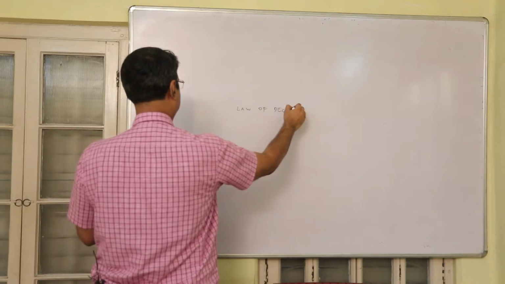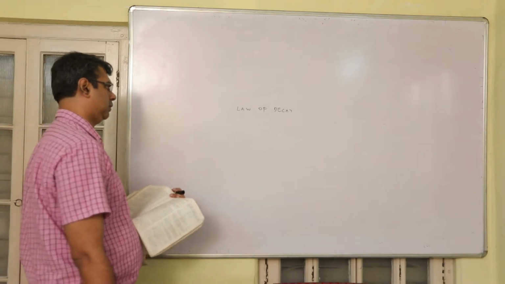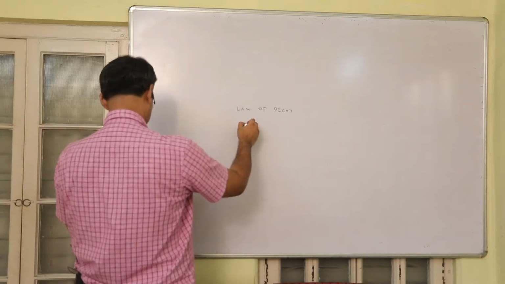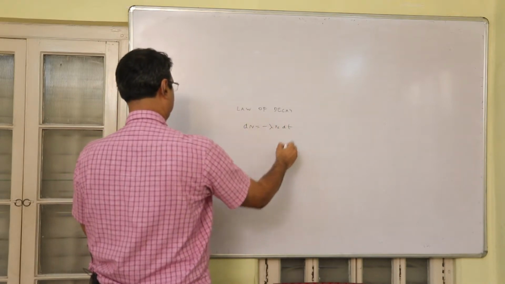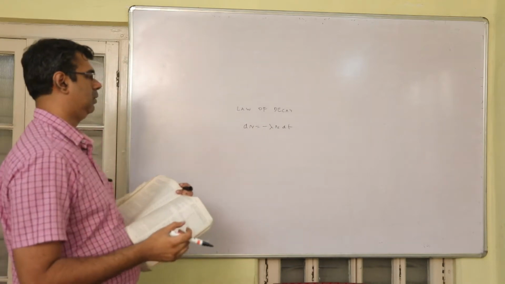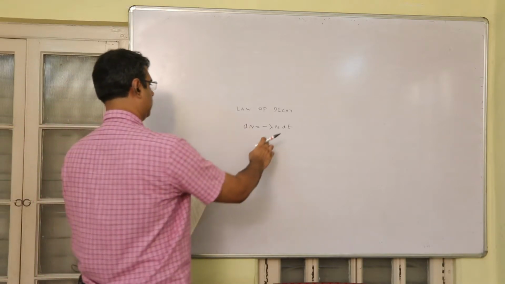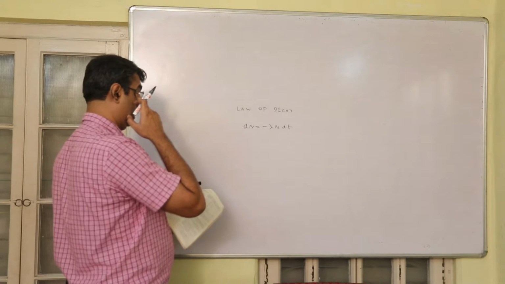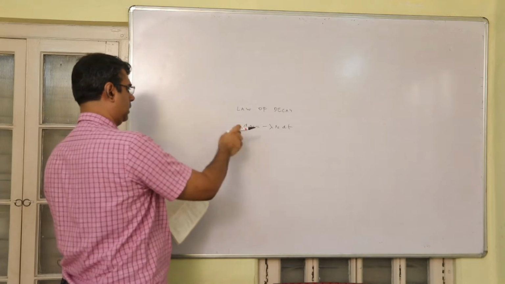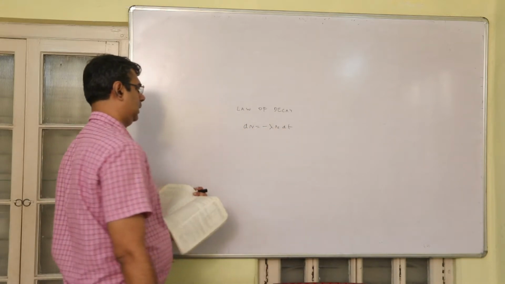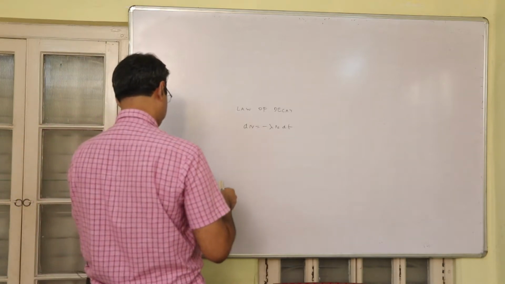All radioactive decay schemes follow chemical kinetics of first order. According to Madame Curie, if at a time t in a certain sample of radioactive substance the number of active nuclei is n, then in further time dt the number of nuclei which will disintegrate is given by dN is minus lambda into N into dt. This is known as the law of radioactive decay.